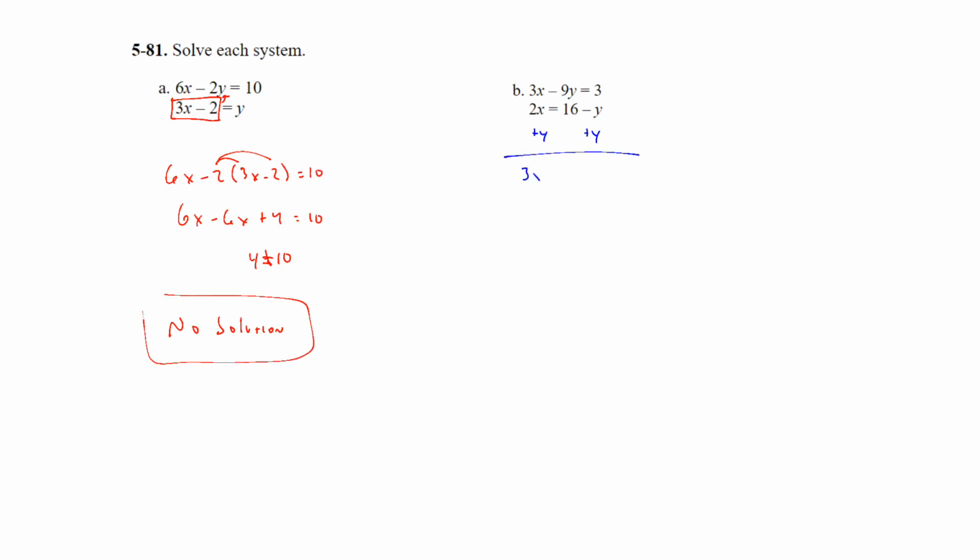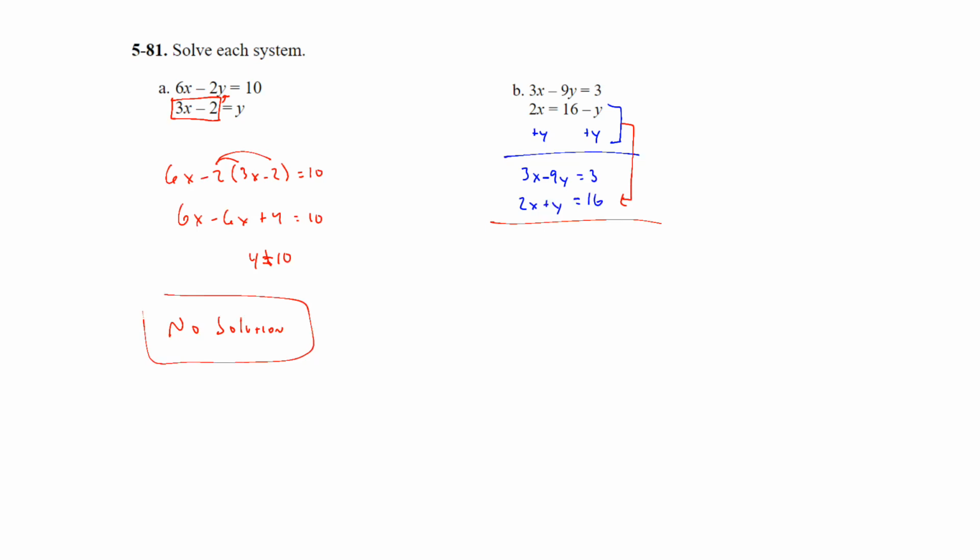So I'm going to rewrite the first equation, 3x minus 9y equals 3. And then my second equation is 2x plus y is equal to 16. So this part right here, I rewrote by adding y to both sides, and it creates that equation now. Now all the variables are on the left, the constants on the right. So we could use elimination. But to do that, nothing eliminates right away, so we're going to have to multiply one, if not both, equations.